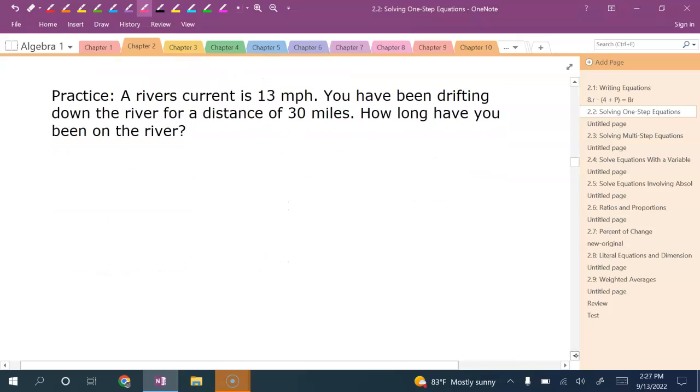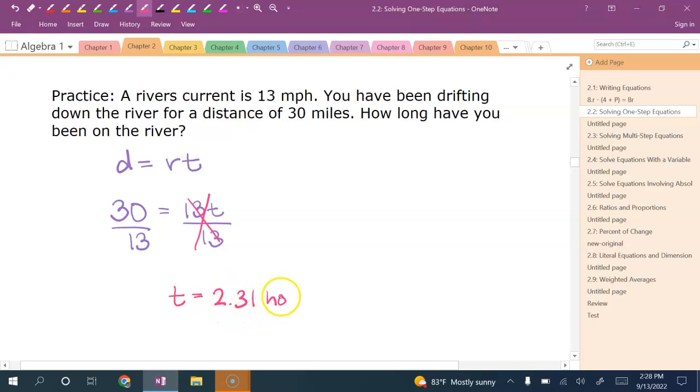So take a minute, pause the video here, and try to do this practice problem. So using that same equation, D equals RT, I'm going to put in 30 for the distance and 13 for the rate. T is missing, so I'm going to divide both sides by 13. My time here is 2.31 hours.